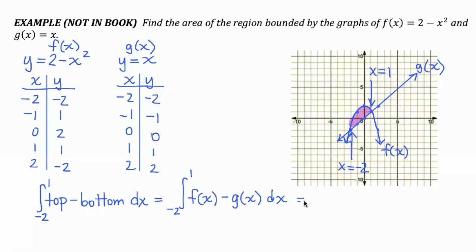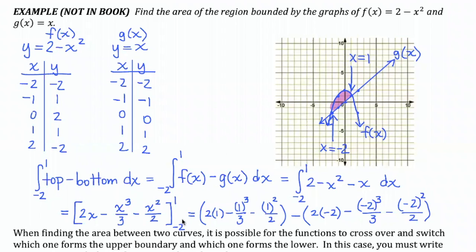I substitute those functions into this integral, so I would have 2 minus x squared minus g of x, which is just x, dx. And all that's left to do is evaluate this integral. So you can see I have found the antiderivative. Then I'm using the fundamental theorem of calculus to substitute values. And when you compute all of this math, you end up getting a value of 4.5.